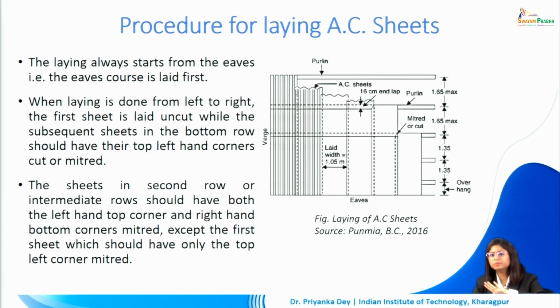So we are starting from the bottom of this pitch, and when the laying is done from left to right, the first sheet is laid uncut, while the subsequent sheets in the bottom row should have their top left hand corners cut or mitred. The sheets in the second row or intermediate rows should have both the left hand top corner and the right hand bottom corner mitred, except the first sheet, which should have only the top left corner mitred.